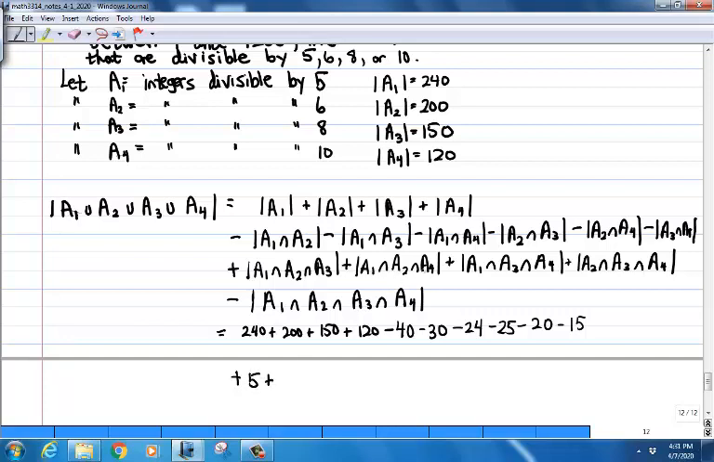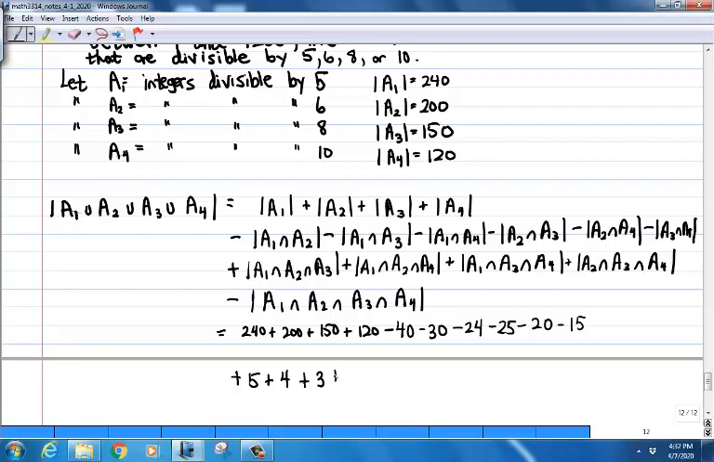What about A1 intersect A2 intersect A4? That's numbers divisible by 5 and 6 and 10, so that's numbers divisible by 300, and there are going to be 4 of those. Plus A1, A3, A4, that's numbers divisible by 400. If it's divisible by 5 and 8 and 10, that means it's divisible by the product of those, which is 400. So that's going to be 3.